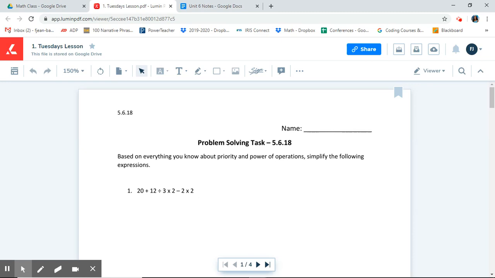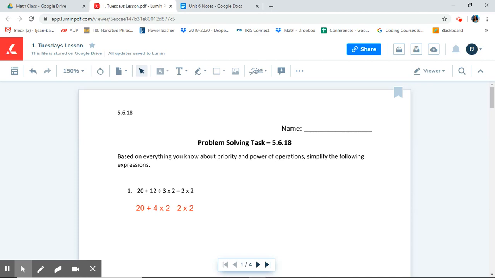So what's the first one we're going to do? Yep, that's right. 12 divided by 3. We know 12 divided by 3 is 4. So we're going to rewrite the expression having simplified that part of the expression. This is what you should have gotten. If you didn't get this, pause your video, fix your work, and come back when you're ready to move on.